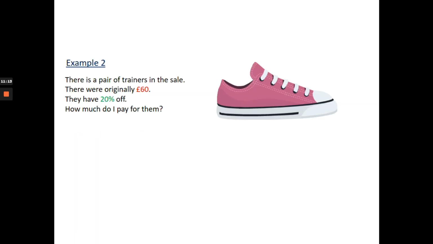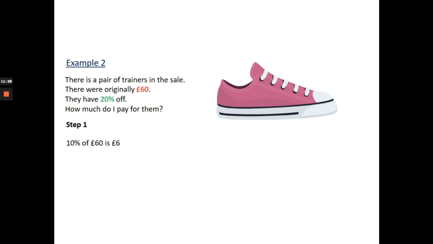Can you give this one a try, please? So pause your screen, give it a try. We will go through it again. Okay, well done. So there's a pair of trainers in the sale. They were originally £60. They have 20% off. How much do I pay for them now?